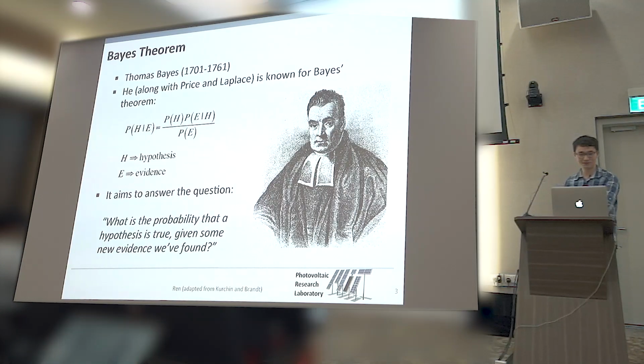In order to perform Bayesian inference, what you need is essentially the Bayes theorem. This gentleman here, Thomas Bayes, is known for the Bayes theorem. This is the equation form of the Bayes theorem. If you move the denominator to the left-hand side of the equation, this actually just becomes the joint probability of P(H) and P(E). H is your hypothesis, and E is your evidence. It aims to answer this question: given a new observation, what is the probability that my hypothesis is true?